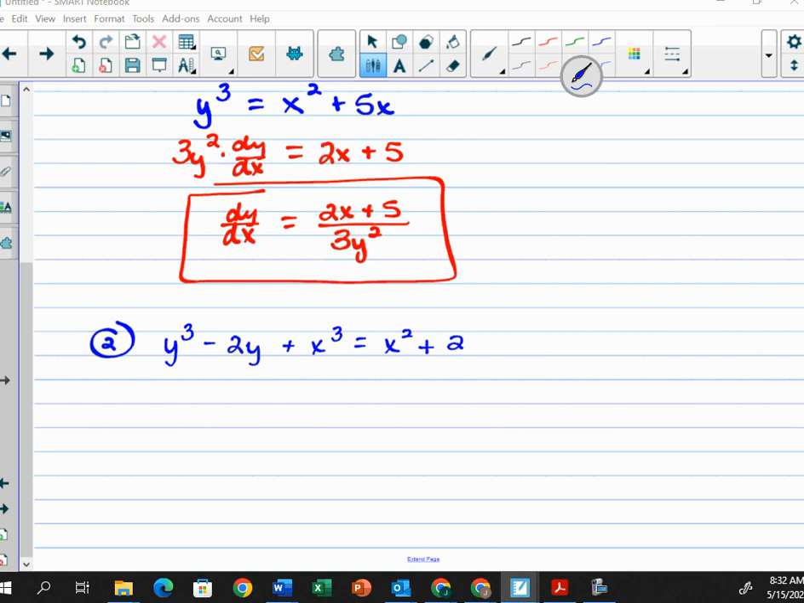You can certainly move the x over first if you want. If not, you're going to move it over later.